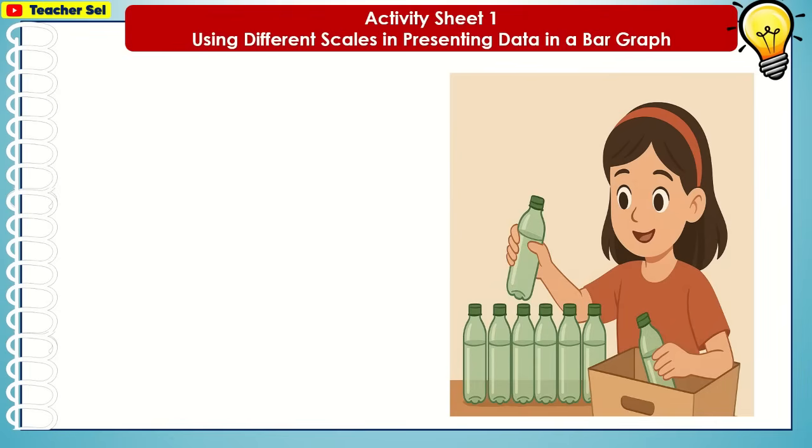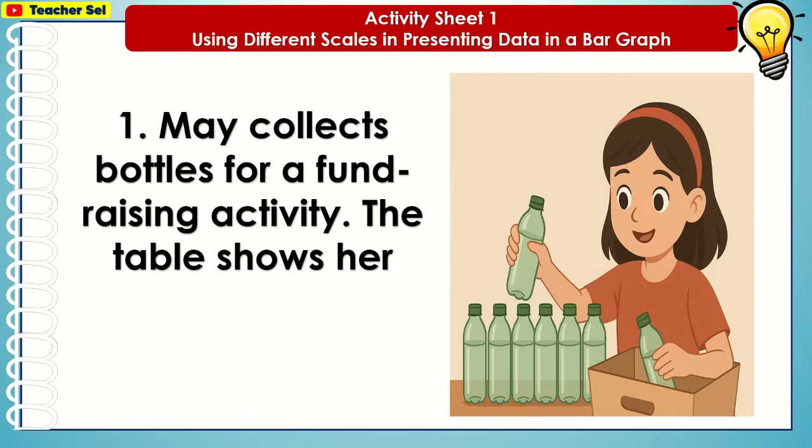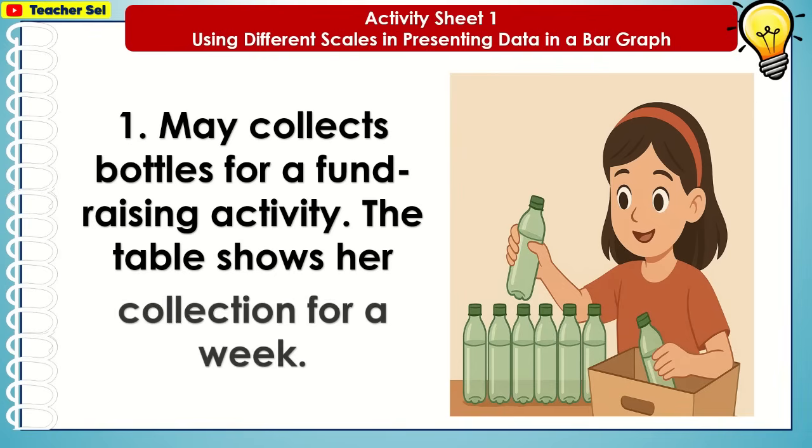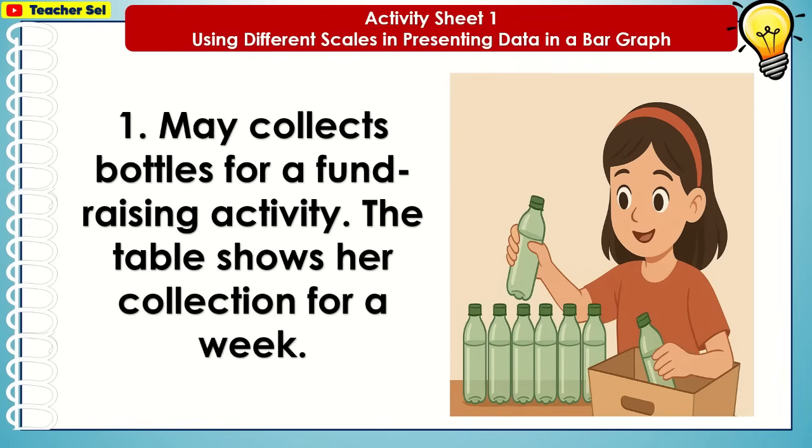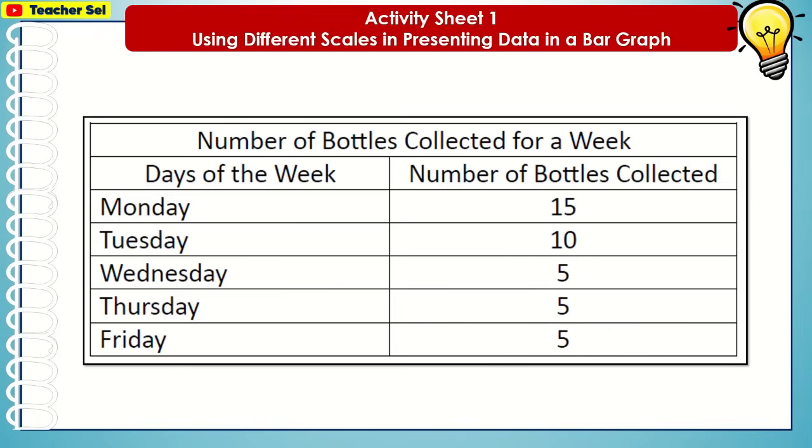Activity Sheet 1. Using different scales in presenting data in a bar graph. May collects bottles for a fundraising activity. The table shows her collection for a week. Number of bottles collected for a week. Days of the week in the first column, and number of bottles collected in the second column. Monday 15, Tuesday 10, Wednesday 5, Thursday 5, Friday 5.